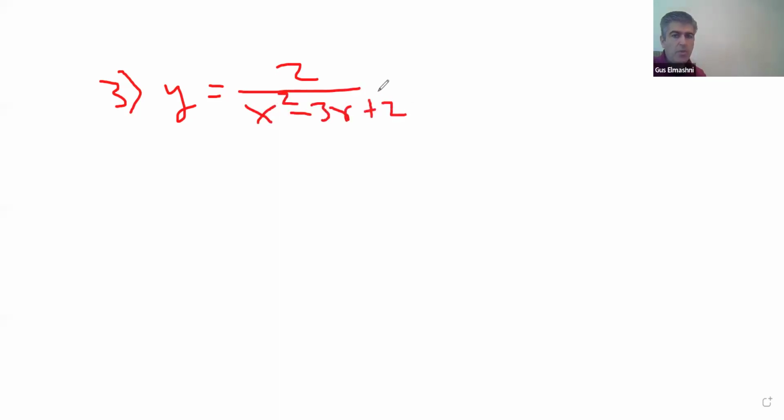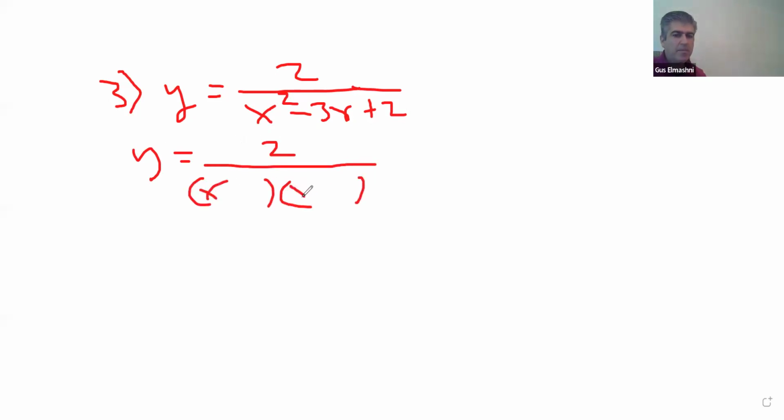Okay. So first thing you want to do is factor as much as you can, right? So the top is just 2. For the bottom, how do you factor the bottom? It'll be x minus 2 and x minus 1. Perfect. Good.